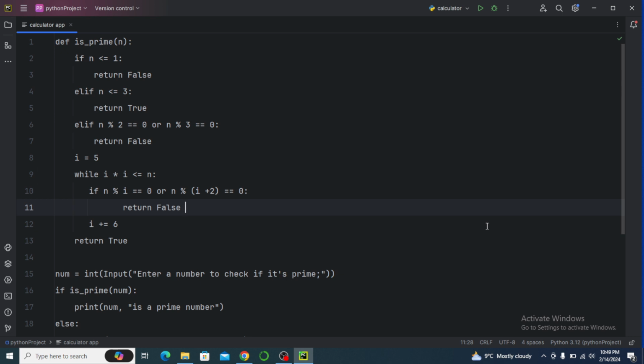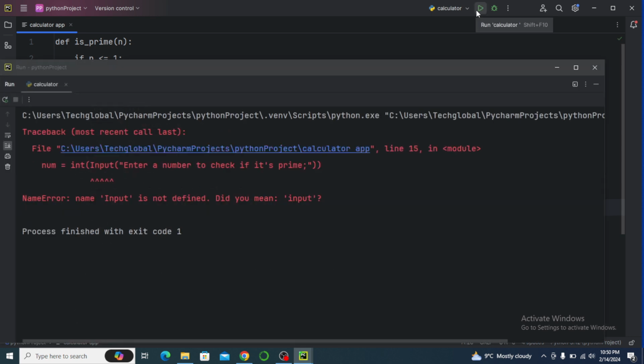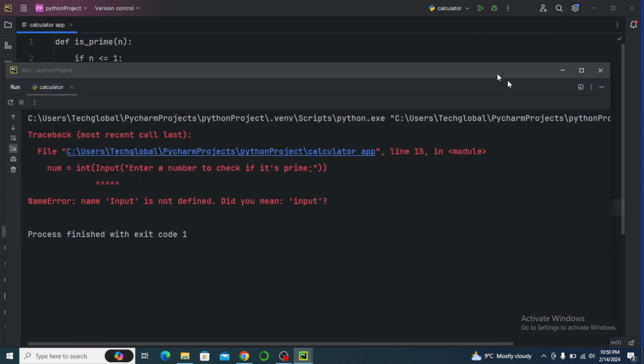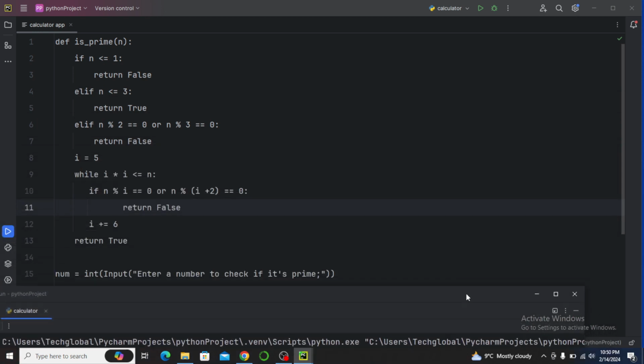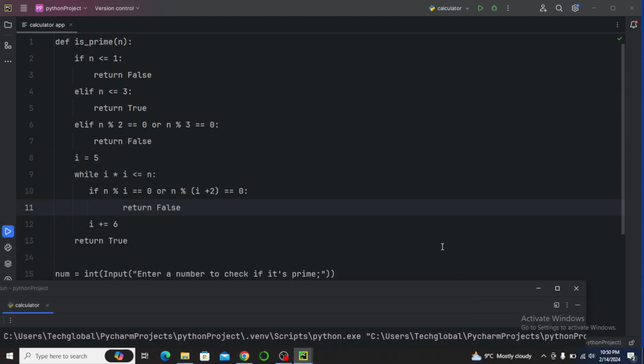And so it's time for us to run our code. Let's see if it's going to work or if it's going to be right. So firstly, we encountered our first error as usual, and it's in line 15. Line 15, what went wrong with line 15?